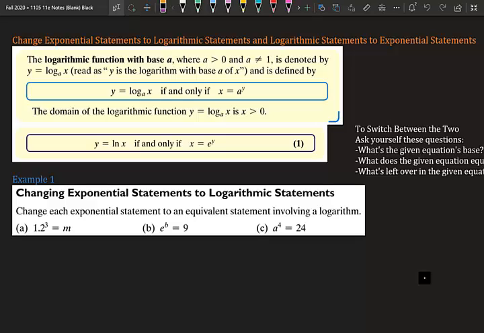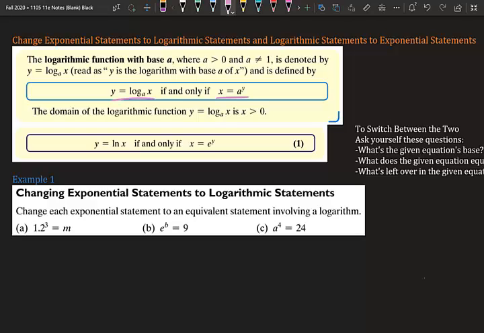The logarithmic function with base a, where a is greater than 0 and a cannot equal 1, is denoted by y equals log base a of x. You can just say y equals log a x; we know what you're talking about. So y equals the logarithm with base a of x if and only if x equals a to the power of y. The domain of the logarithmic function y equals log base a of x is x greater than 0. So these are the inverses of each other. Logarithms have a domain. We'll talk more about that in a couple of examples.